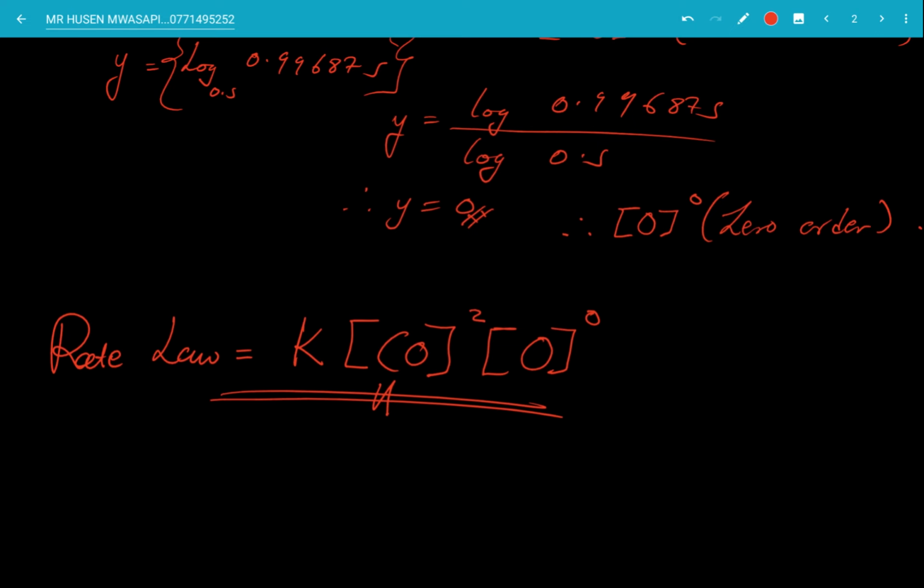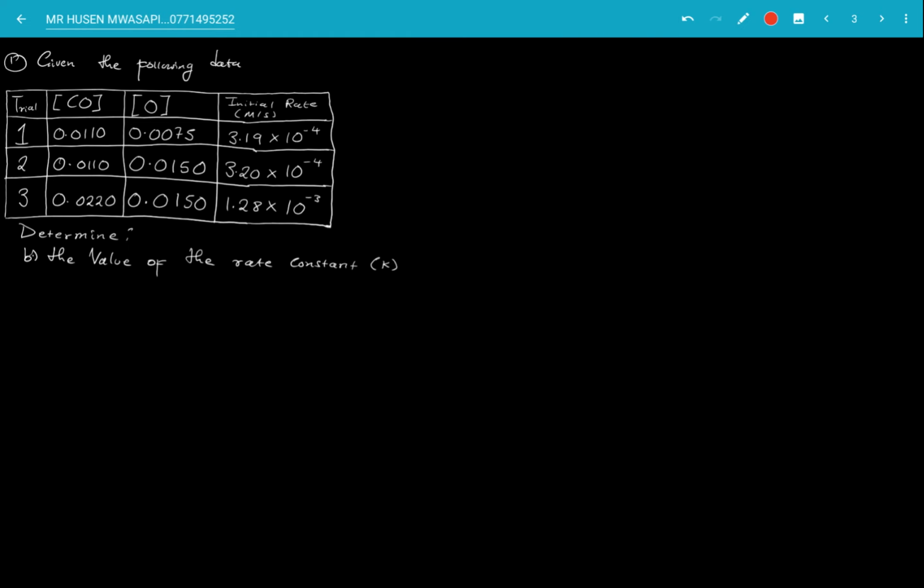Let's see what B tells us to do. So B says determine the value of the rate constant K. So we need to find the value of the rate constant K. Now, finding the value of the rate constant is quite simple. Remember, for the rate constant, you just have to pick any trial of your choice, provided that it's simple for you. So I can get any trial, which could be trial 2. I feel like trial 2 would be better.